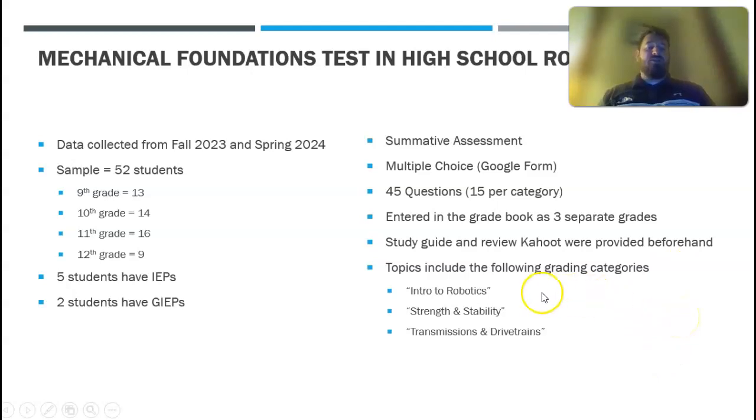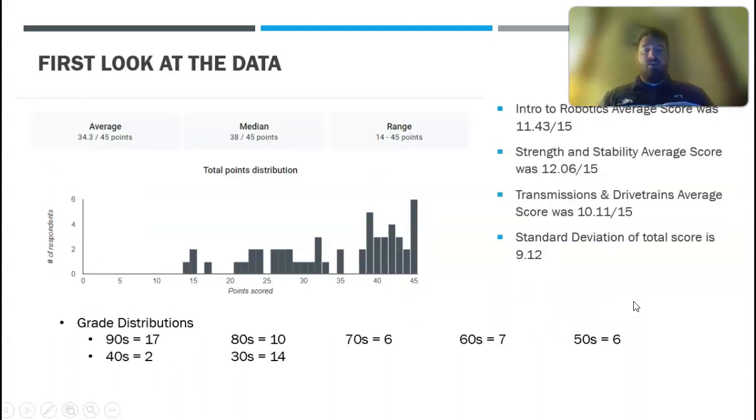And our categories or topics for this were Intro to Robotics, Strength and Stability, and then Transmissions and Drivetrains. So here is some of the raw data I collected, and I'll show you a little bit more on the next slide. The average score across all 3 classes in both semesters was 34.3 out of 45 points. The median score was 38 out of 45. Our lowest score was 14 out of 45, and we had multiple students who got a 45 out of 45.